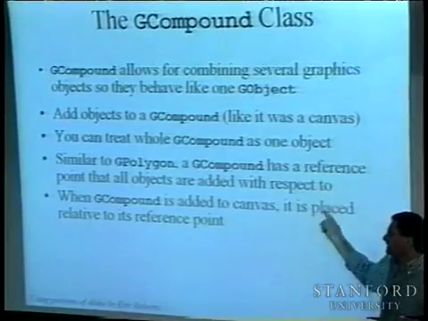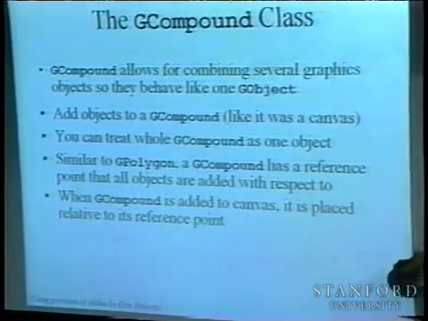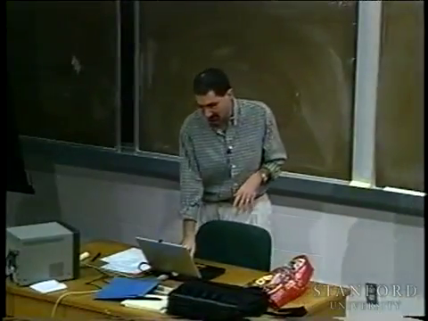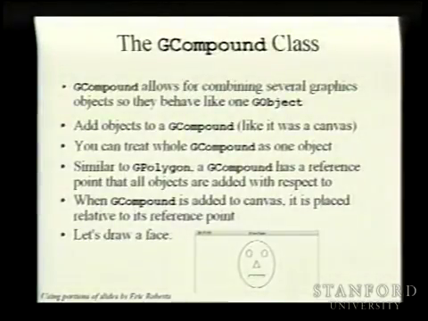And when you place it relative to its reference point, it will draw all the objects that it encompasses. Okay? So let's actually just see what that looks like. Let's draw a little face. You can see we're going to use some different things here, right? We're going to have an oval. We're going to have a couple other ovals as the eyes.